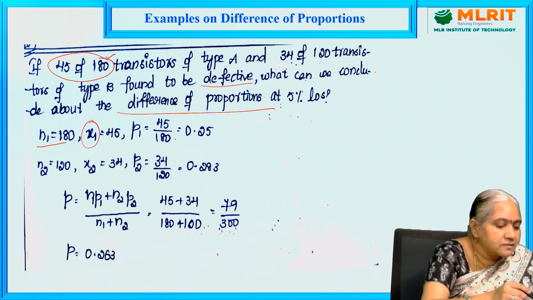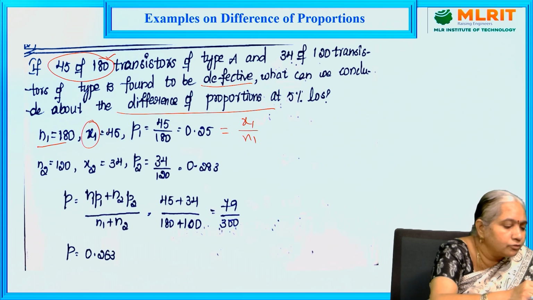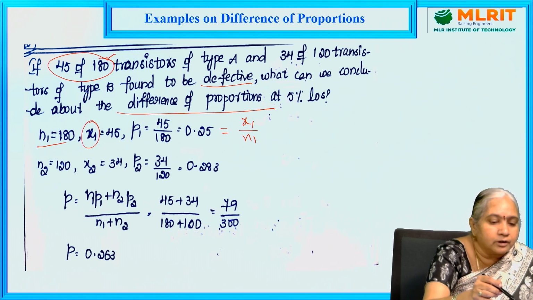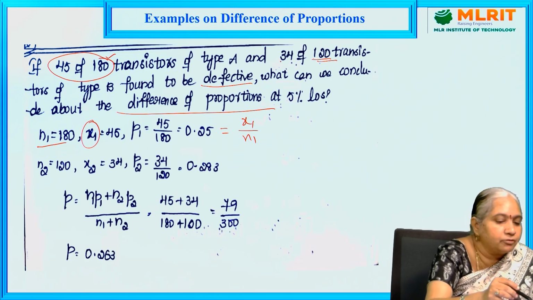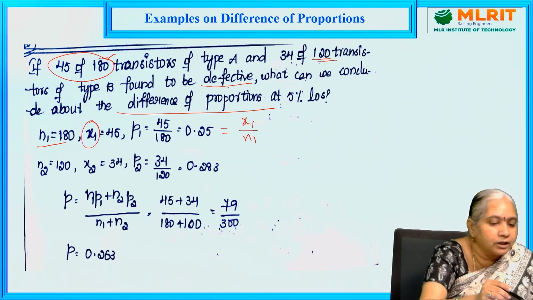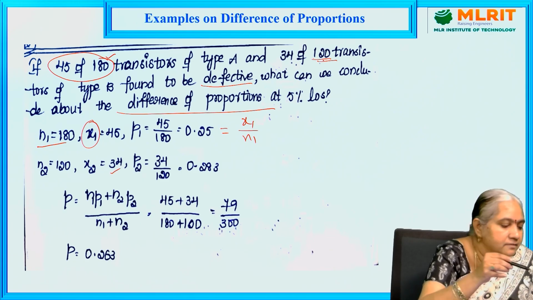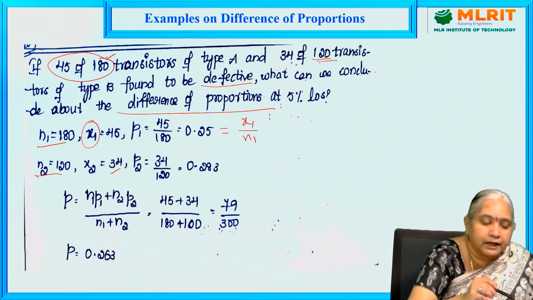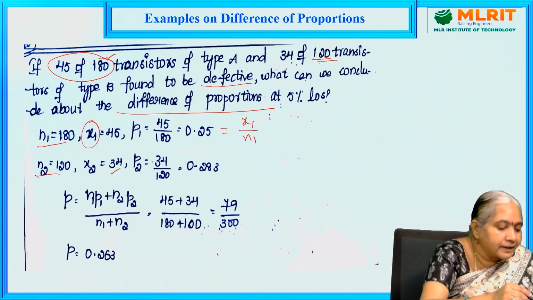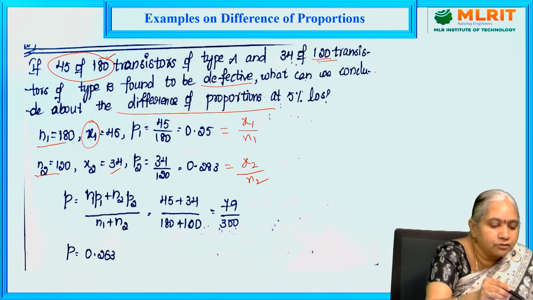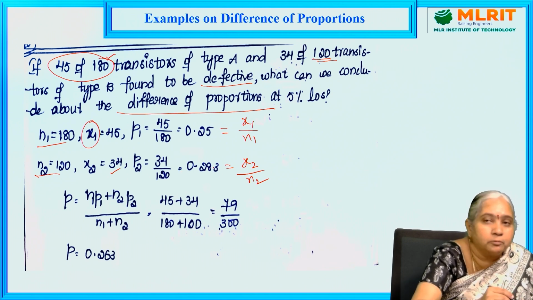So the first sample proportion P1 equal to X1 by N1, so 45 by 180, that is 0.25. Similarly, out of 120 transistors, 34 are defective. So the number of defective transistors is X2, that is 34, and the sample size is denoted by N2, 120. So the second sample proportion is denoted by P2, that is X2 by N2, 34 by 120, and that value is 0.283.